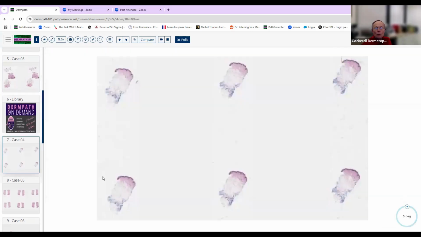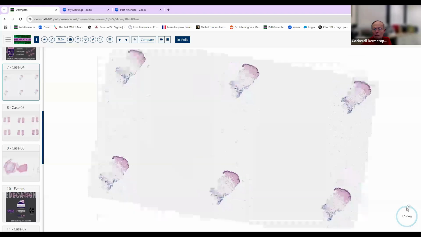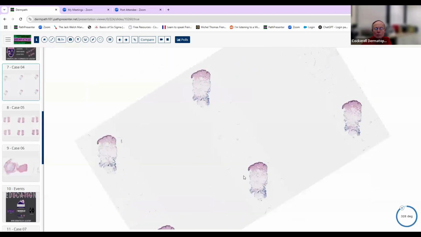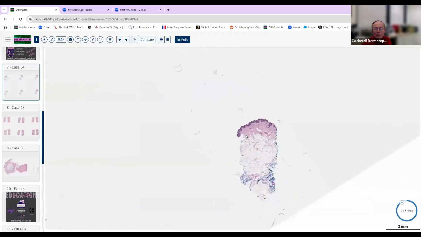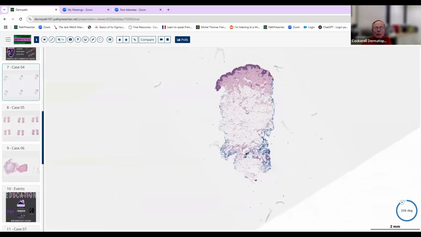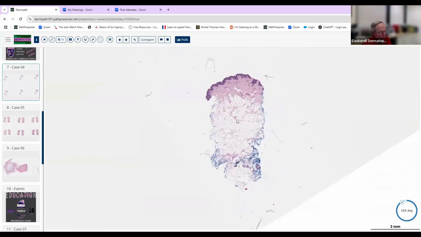All right, we'll take a look at the fourth case. This one's sort of esoteric, so you're probably not going to get this on the exam, but they might show something like this and give you a differential diagnosis.